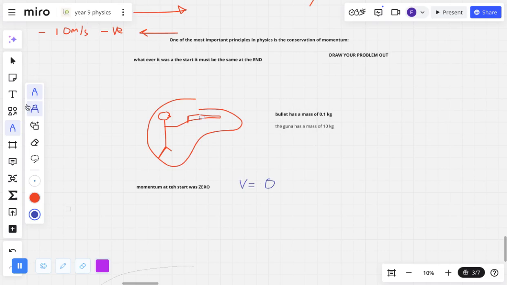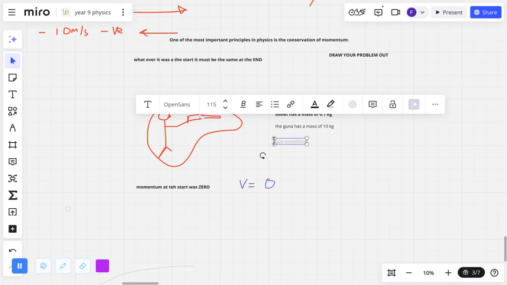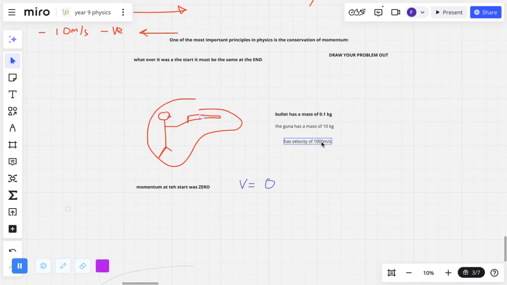So what he goes and does is shoot the bullet. And let's say, for argument's sake, once he shot, the bullet has a velocity of 1,000 meters per second. Okay. So the bullet is now moving. He's pulled the trigger. So what is the momentum of the bullet?